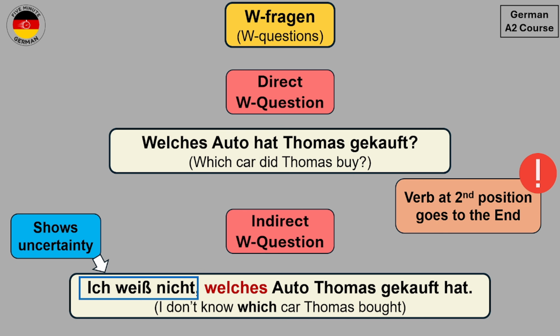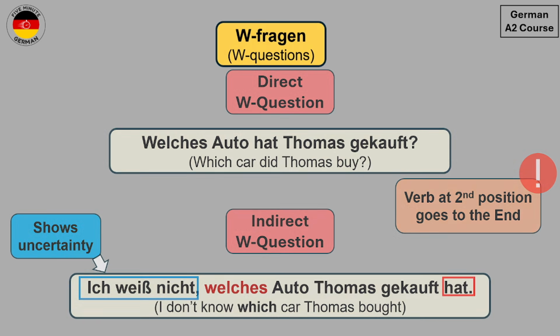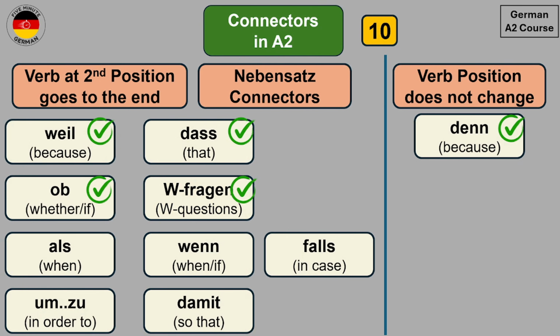That's why we have a full stop at the end, and since the question was in the perfect form, that's why the helping verb at second position goes to the end. So this is how you can use W-fragen as connectors.